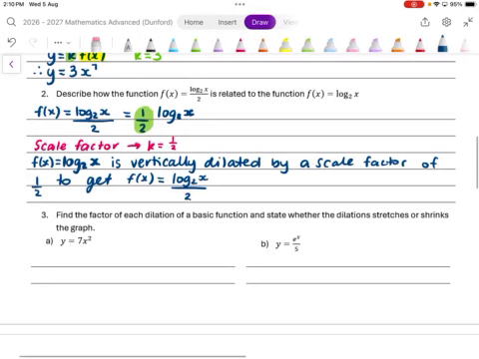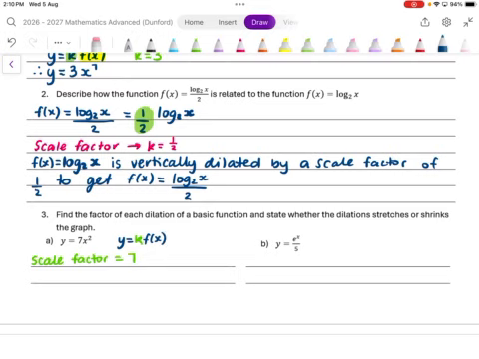So example 3: we want to find the scale factor of each dilation of a basic function and state whether the dilation stretches or shrinks the graph. For our first one, we have y equals 7x squared. So our scale factor is 7, because we have this in the form of y equals k and then our function, and in this case our function is x squared.